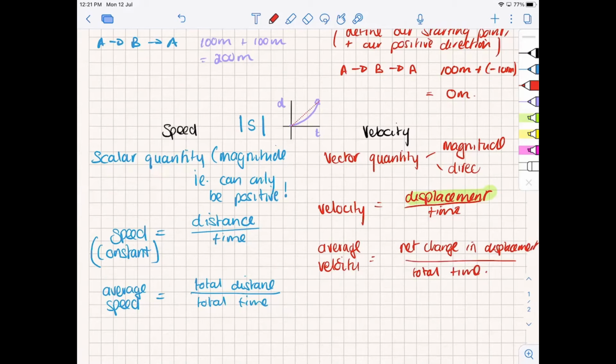So Dominic, if I walk up a hill at 5 kilometers an hour and I walk down the hill at 5 kilometers an hour, what's my average velocity? Your average velocity will be 0. There we go. Why? Because my displacement was 0. And as bizarre as that sounds, that is what your average velocity would be.